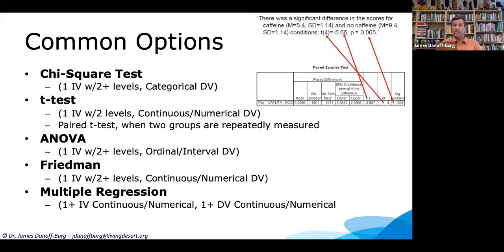Okay, so the most common types of inferential statistics that we use are really these 5 for most of us. And for many of us, we just use the top 3, the chi-squared test, t-test, and ANOVA, right? A chi-squared test is a categorical dependent variable, right? Male versus female, farmer versus not farmer, people who participated in the group versus people who did not.